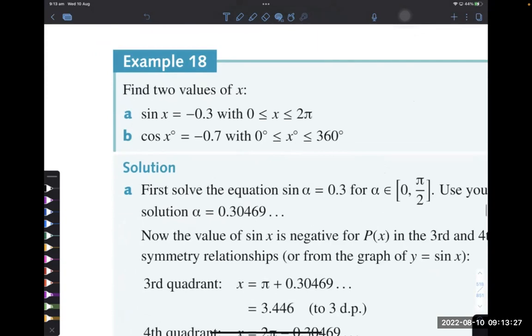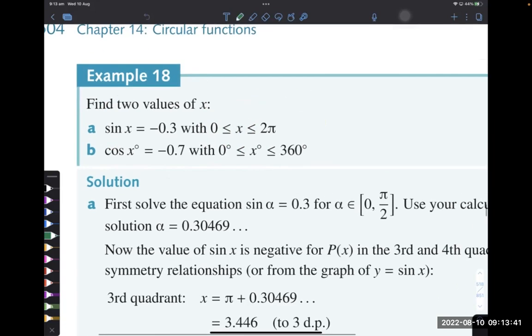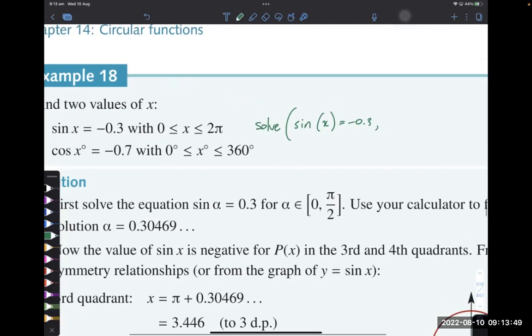This here, we just do it on the CAS. Okay. So menu 3-1. So you go solve, comma X, right? But then you've got to put in your domain as well. So how would this look on the CAS? Solve sine X equals negative 0.3, comma X, because that's what we're solving for. Given that, like so.